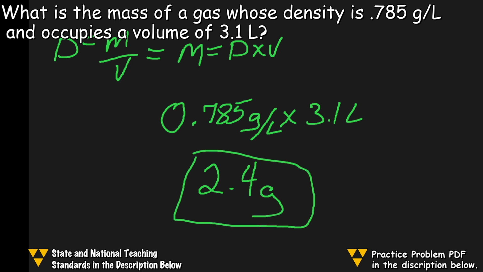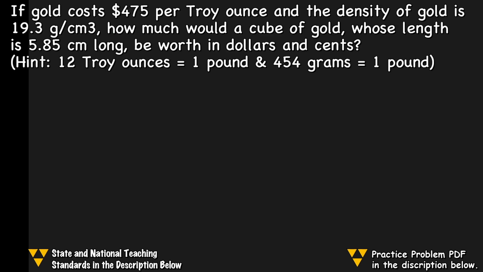Here's the kicker. This next one's going to be the hardest one you see with these types of problems. If gold costs $475 per troy ounce, and the density of gold is 19.3 grams per cubic centimeter, how much would a cube of gold, whose length is 5.85 centimeters long, be worth in dollars and cents? Hint, there's 12 troy ounces in 1 pound and 454 grams in 1 pound. Those are probably your conversion factors.